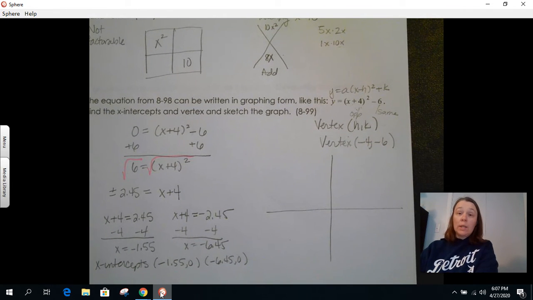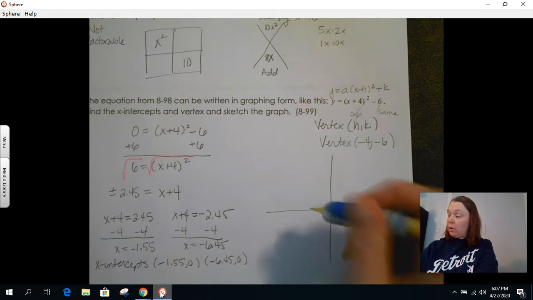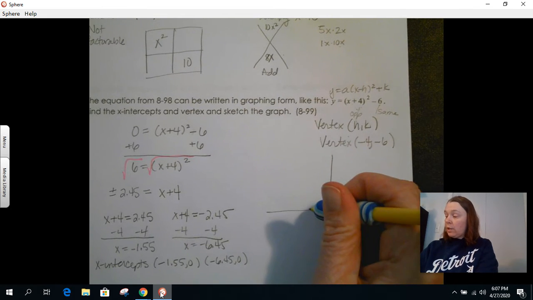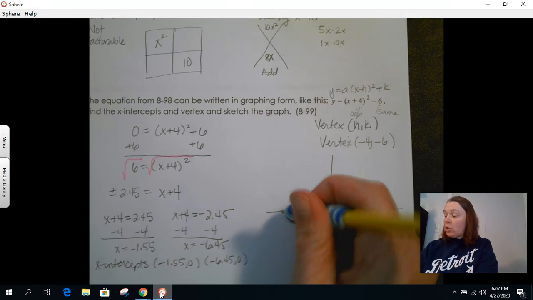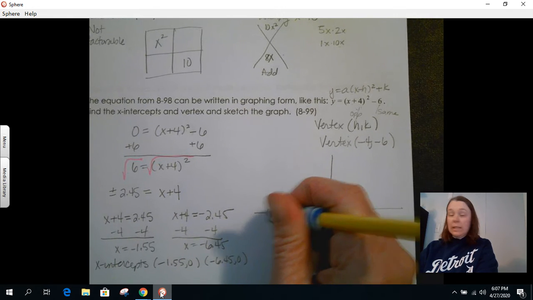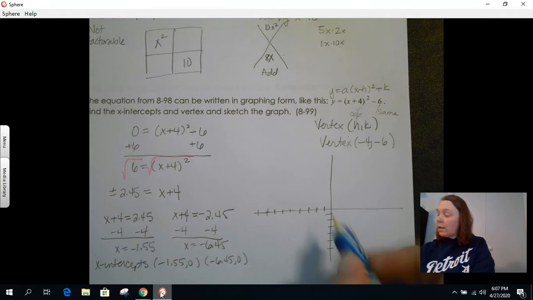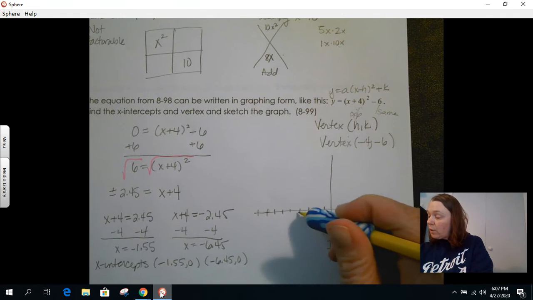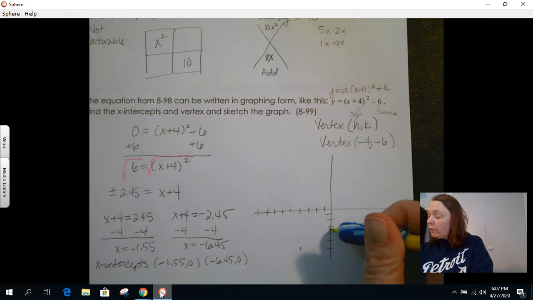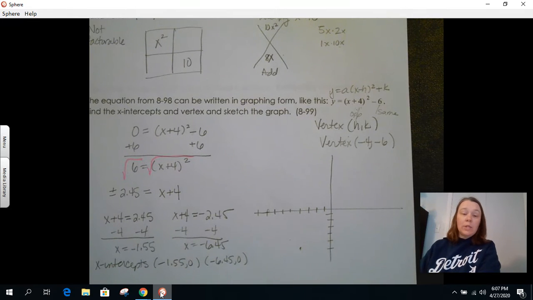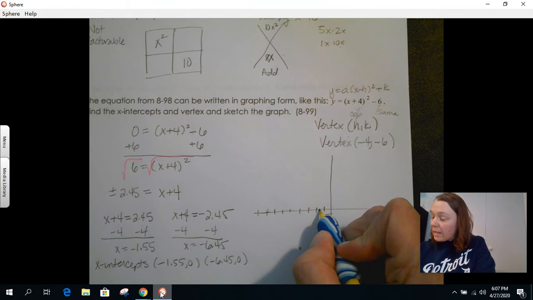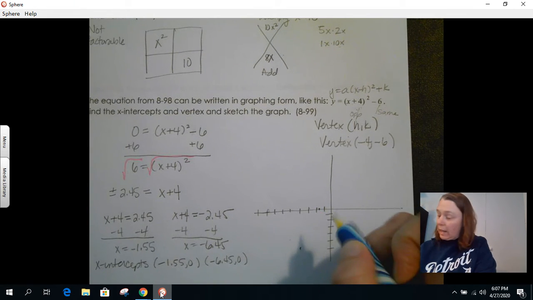I really am going to sketch it. I know this is how some of you are doing it on your homework because you don't have graph paper, and that's totally fine. But we want to try to be somewhat accurate and make sure we're putting a scale on here. I know my vertex is at -4, -6, so I want to get pretty close to that: 1, 2, 3, 4, and then go down 6. I said my intercepts were at -1.55 and -6.45. We're going to have to estimate where those are, because we can't get those exactly.